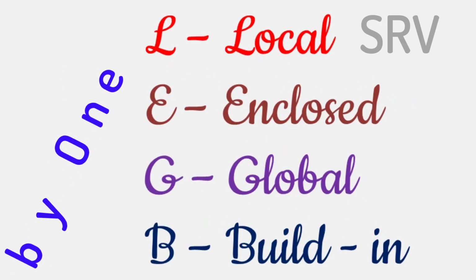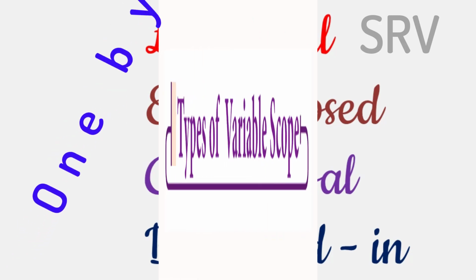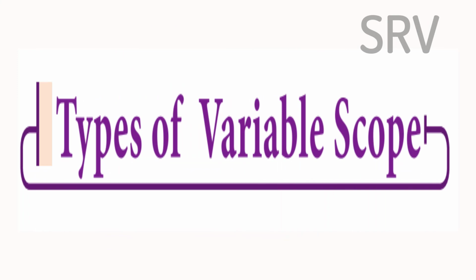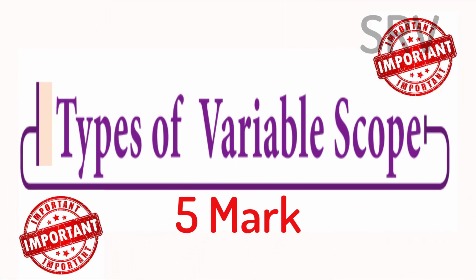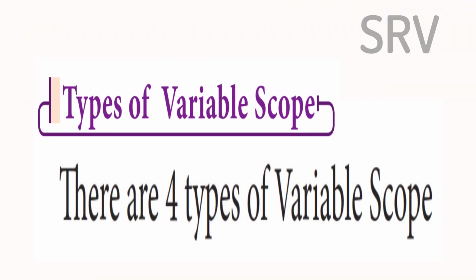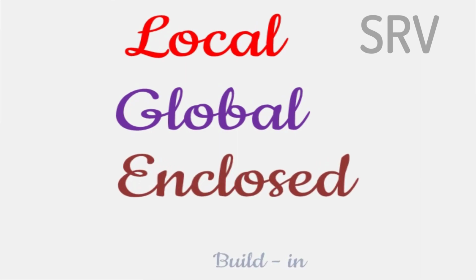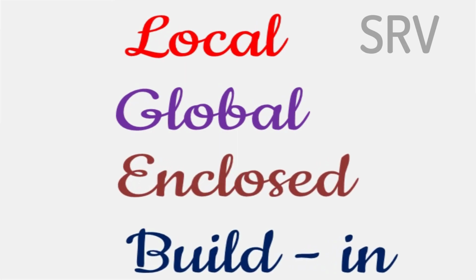Let's see this one by one with an example program under the topic types of variable scope. This is an important 5-mark question, so mark this and study it. In types of variable scope, there are 4 types: the first one is local scope, second is global scope, third is enclosed scope, and the last, fourth one is built-in scope. Let's see these types one by one.